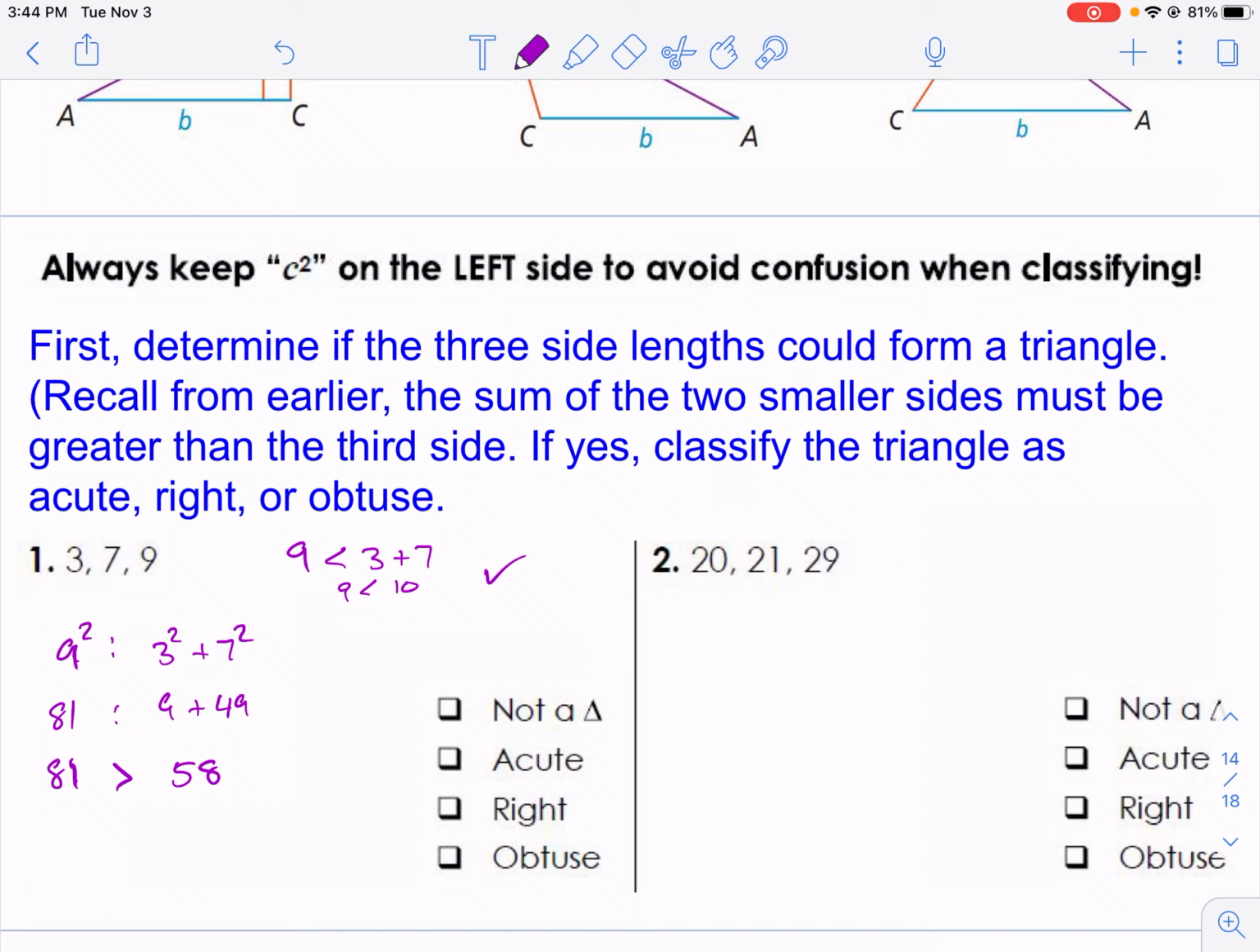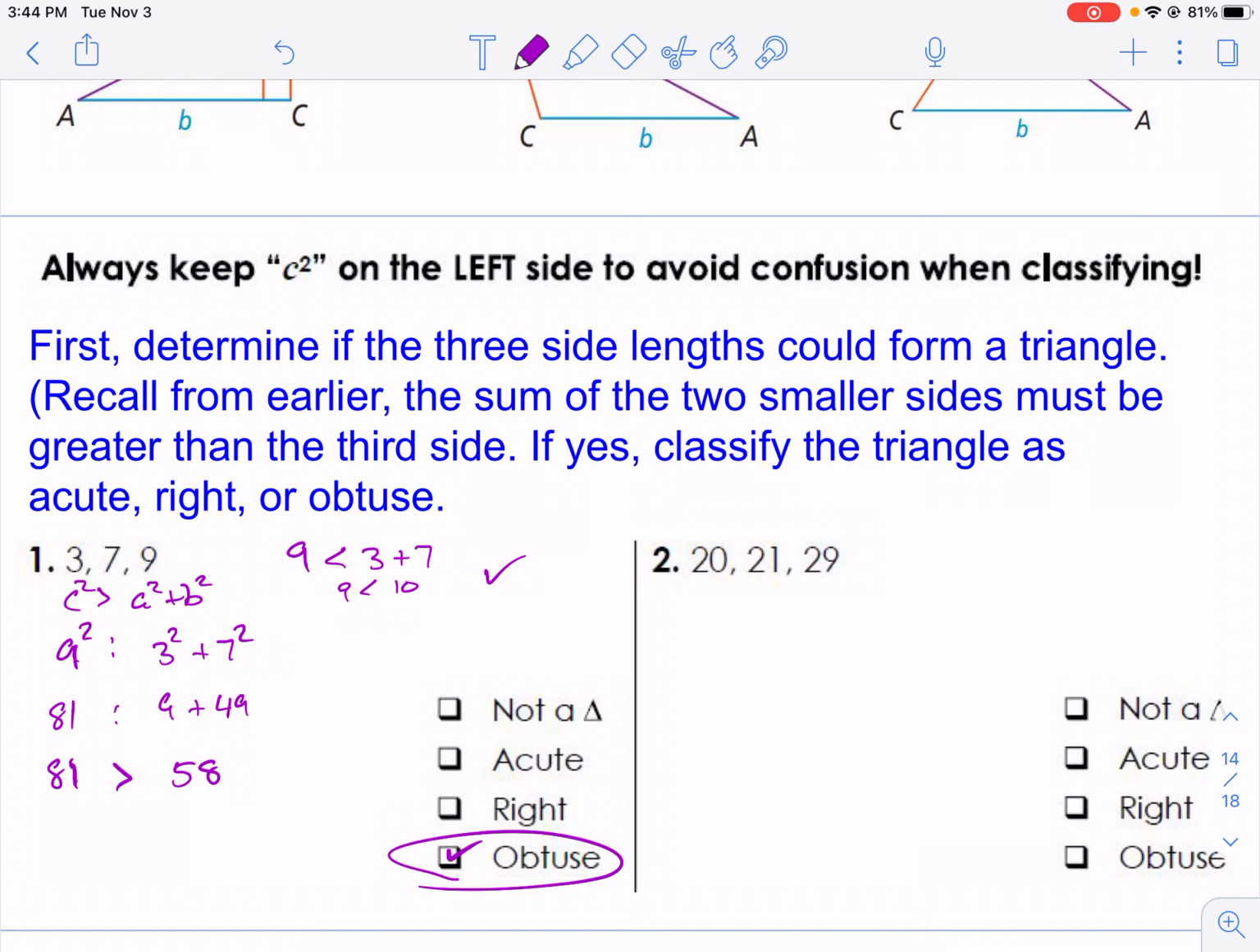So 81 is bigger, which means our C squared is bigger than A squared plus B squared. And if you look back up at the top, that means this is going to be an obtuse triangle. So our answer is obtuse because C squared is bigger. It all comes down to C squared.